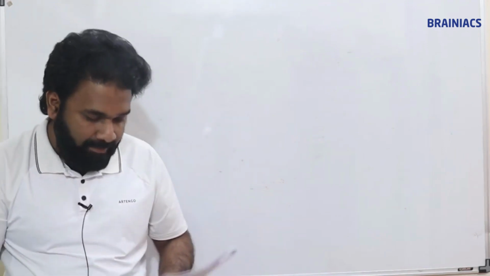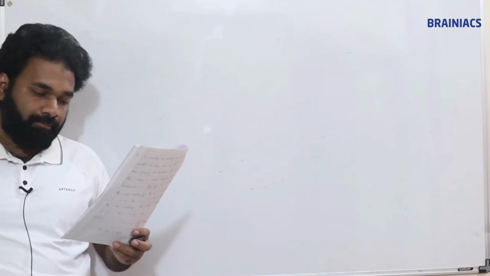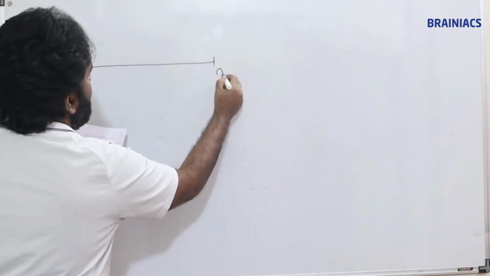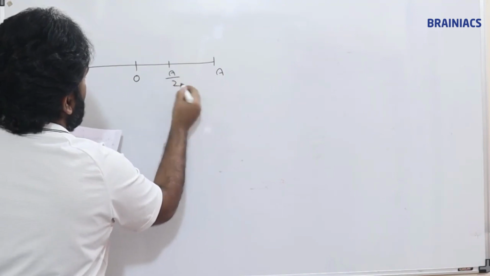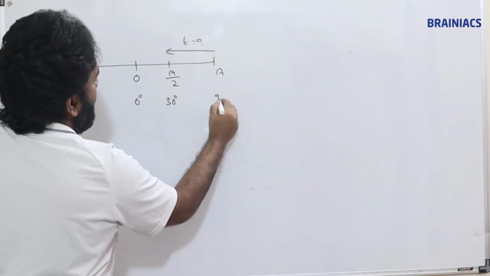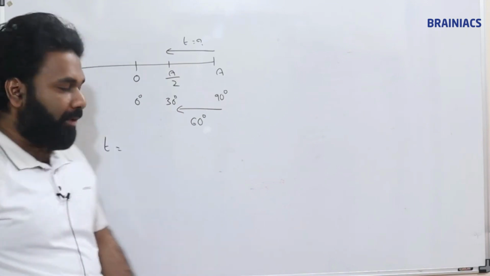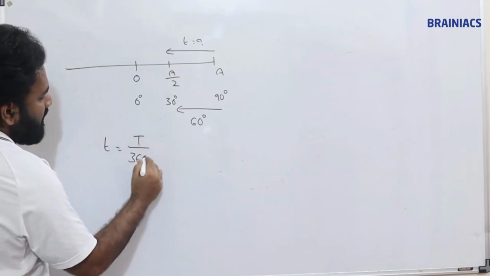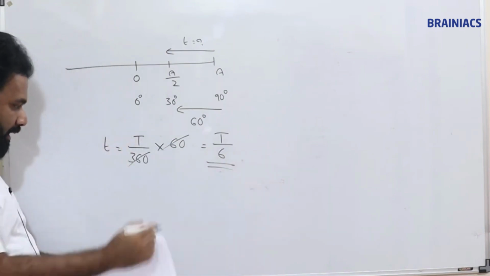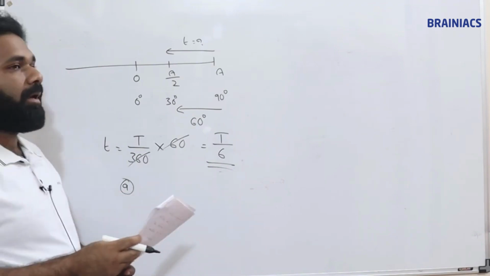Another question. A simple harmonic oscillator has an amplitude A and time period T. The time required by it to travel from X equal to A to A by 2. Suppose this is A, this is 0, this is A by 2. So how much is the time taken from A to A by 2? So 0 degree, 30 degree, 90 degree. So this gap is how much? 60 degree. What they are asking is time, that too based on the time period. So T is equal to T divided by 360 into how much? 60. So this is going to be T by 6. Option A. Okay, right, clear?